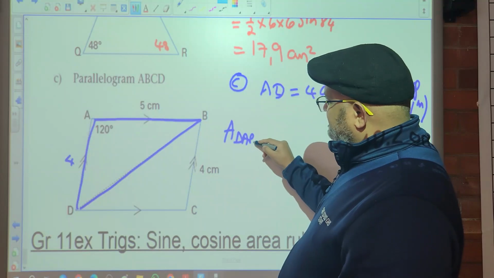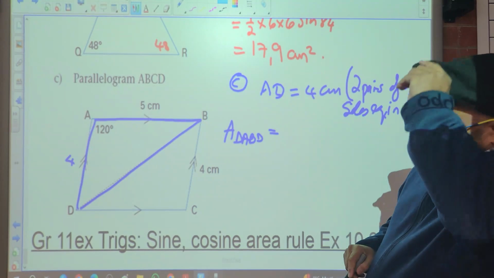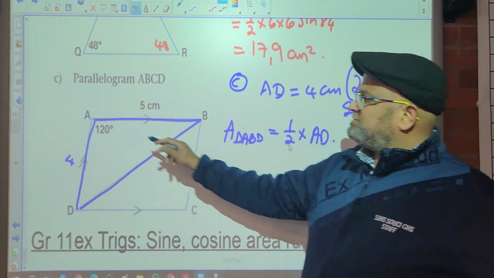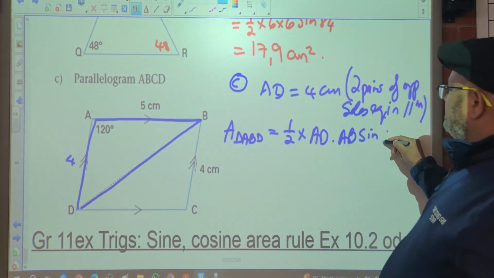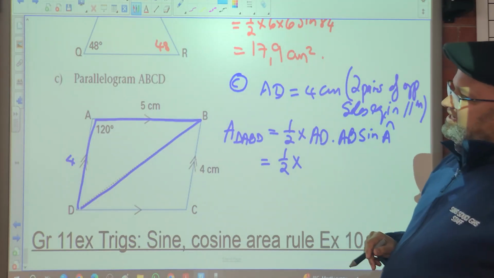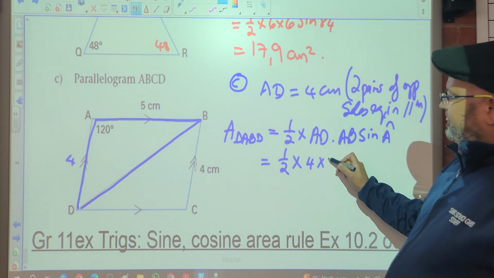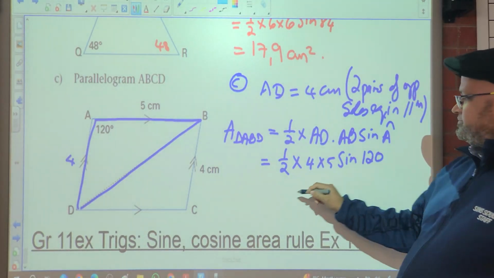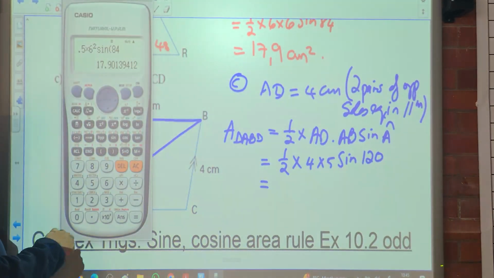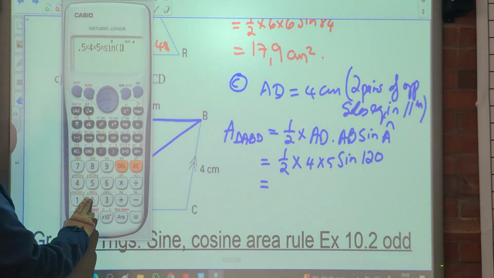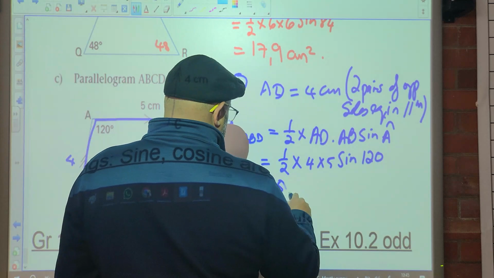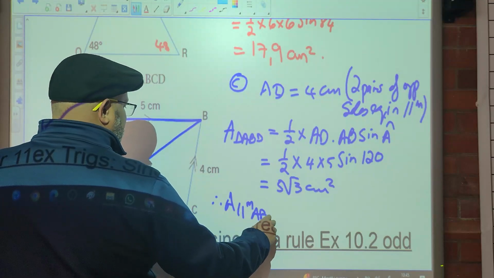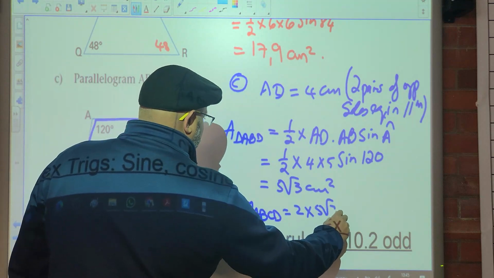So area of triangle ABD. I don't have to say this as well. Okay, what can you do? Area of triangle ABD, what would it be? It's half of AD times AB sine of angle A. It's going to be half, AD is 4 times AB, 5 sine of angle 120. So now gives us 0.5 times 4 times 5 times sine 120. You get 5 root 3 centimeters squared.